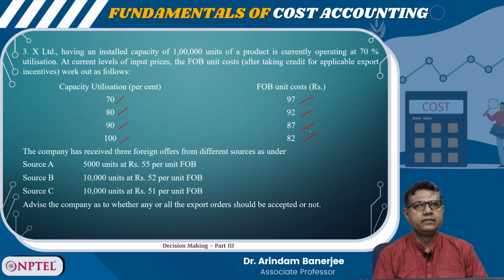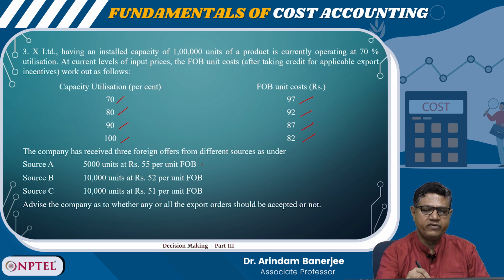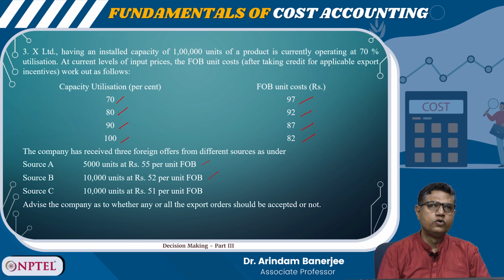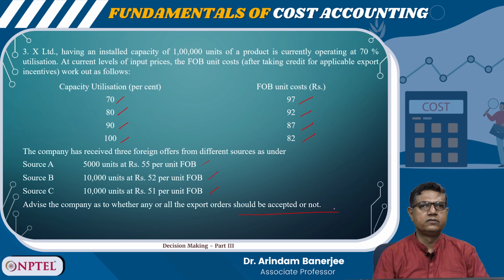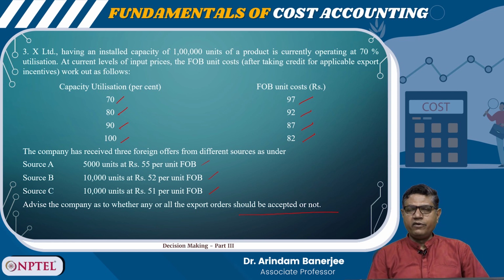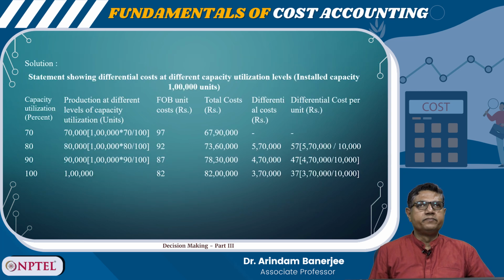The company has received 3 foreign offers from different sources as under. Source A, 5,000 units at rupees 55 per unit FOB. Source B, 10,000 units at rupees 52 per unit FOB. Source C, 10,000 units at rupees 51 per unit FOB. Advise the company as to whether any or all the export orders should be accepted or not, right. This is again a problem of accepting or rejecting export orders. Let us see the solution.